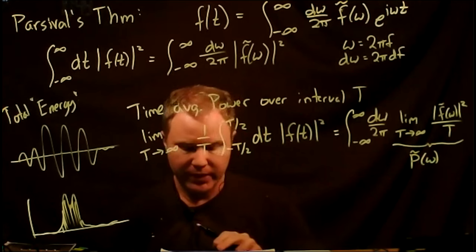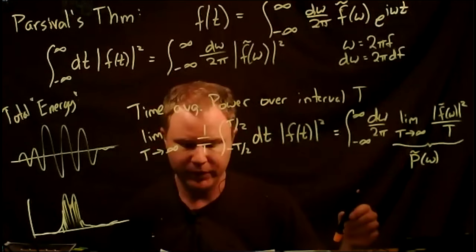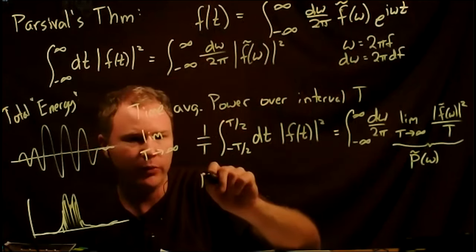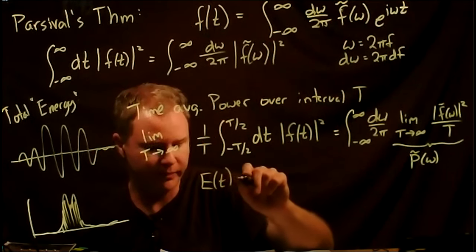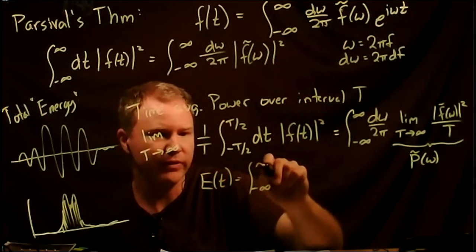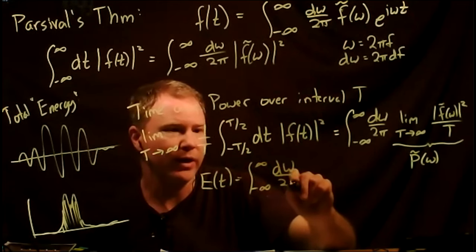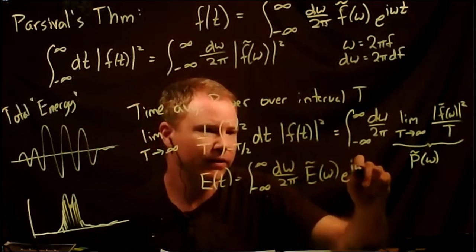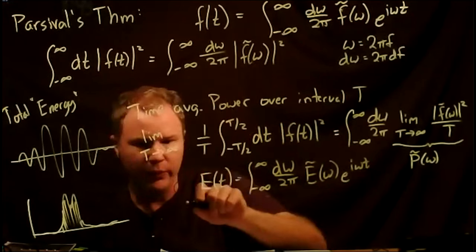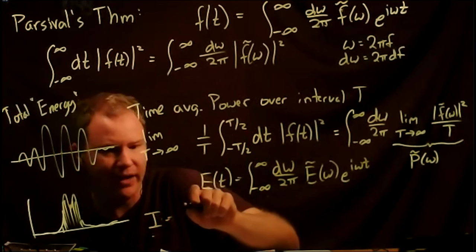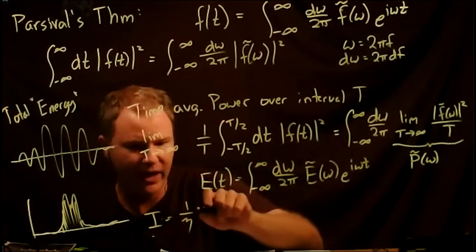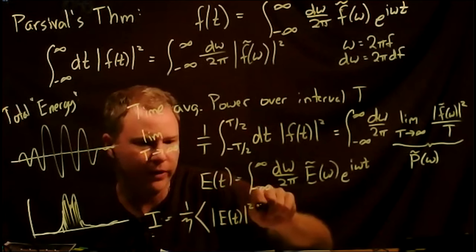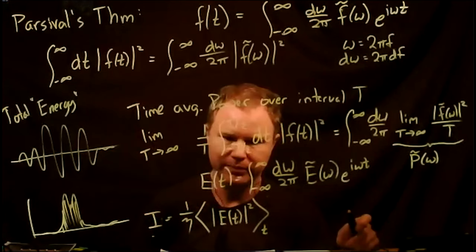So let me translate this in the last minute, into an actual intensity. Let me remind you that instead of writing some generic function f like this, we really want the electric field as a function of time to be an integral from minus infinity to infinity of d omega over 2 pi times the electric field spectrum as a function of omega, e to the i omega t. And the intensity is the time average, 1 over eta, just to get it in the right units, of the magnitude of this electric field squared, averaged over some interval of time.